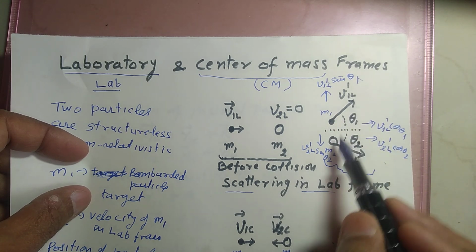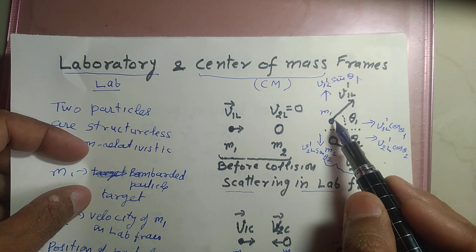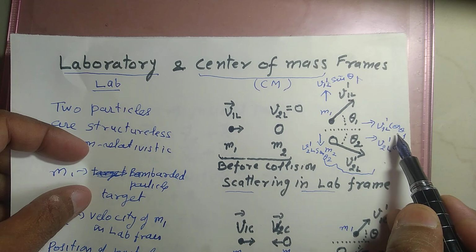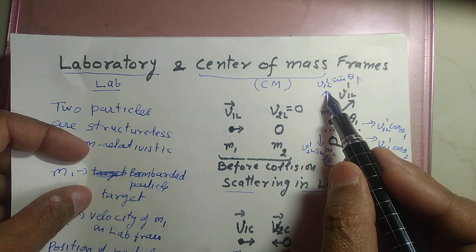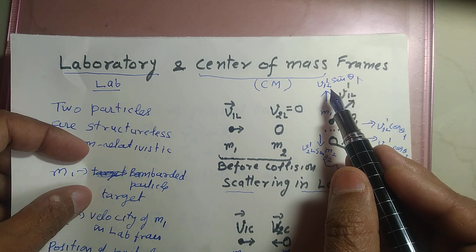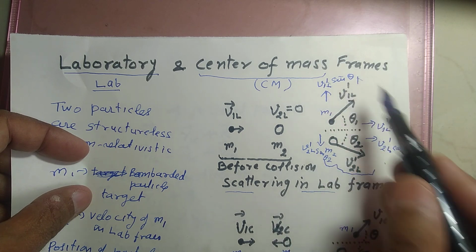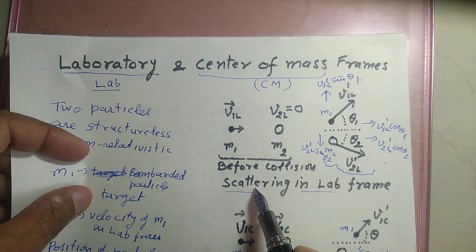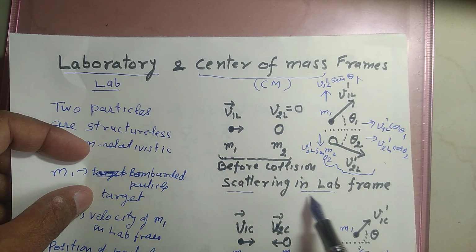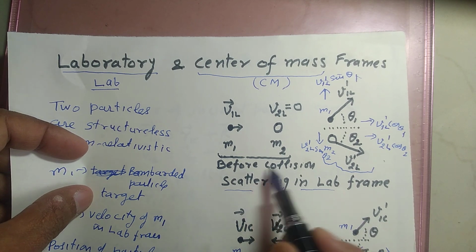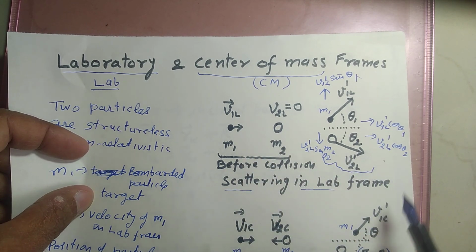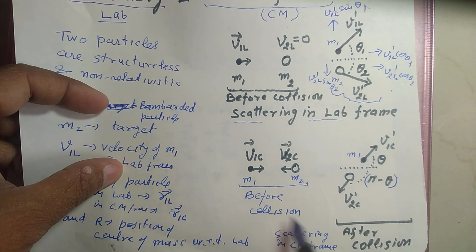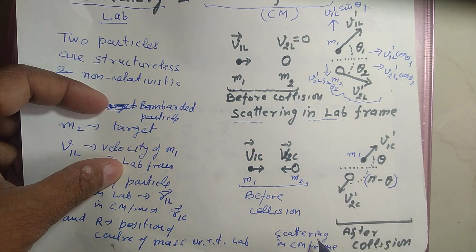We can resolve the velocity components along the x-axis and y-axis: this is v1 prime cos theta 1, and this component is v1 prime sin theta 1. So this is the scattering we discussed in the lab frame, before collision and after collision. Similarly, we discussed before and after collision in the center of mass frame.